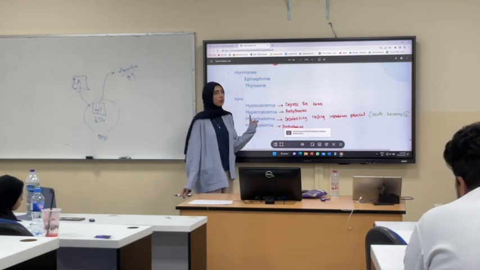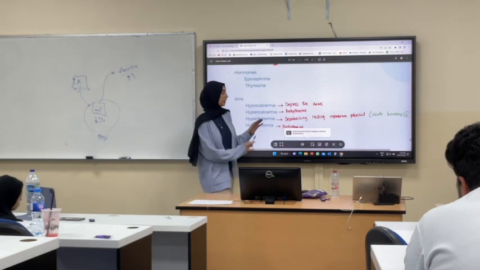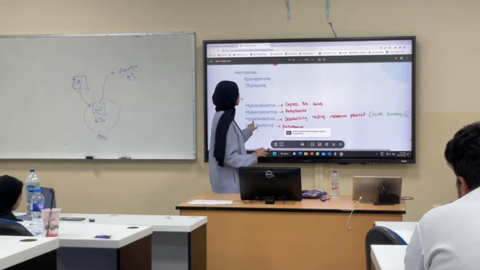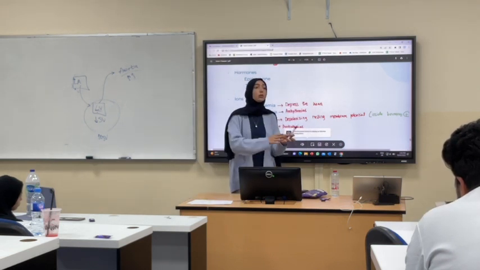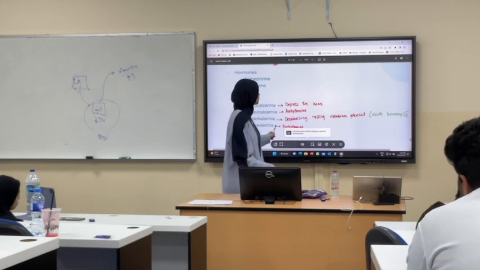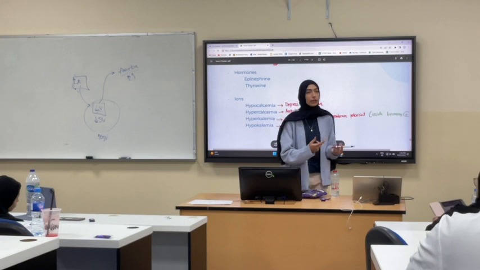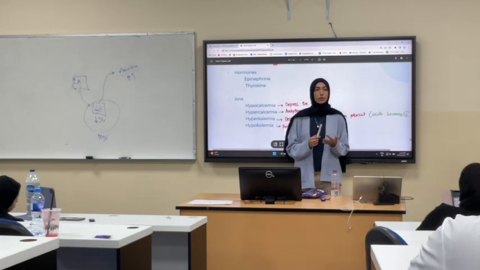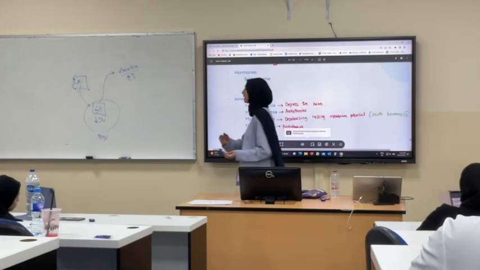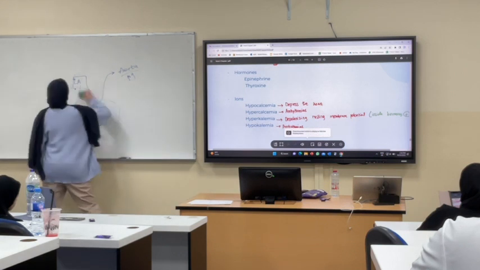This is probably the one that's going to come in the exam because it's different from the others. Hyperkalemia, which is a lot more potassium. What's going to happen? It's going to depolarize the resting membrane potential. Can anyone tell me why? Depolarize the resting membrane potential. What does this mean?